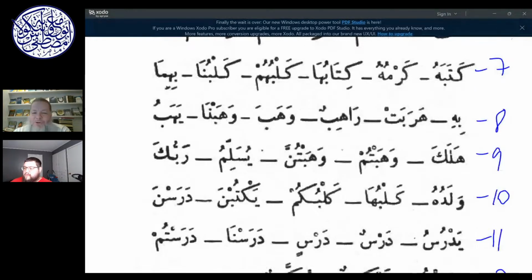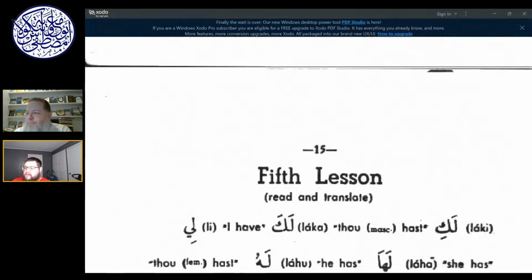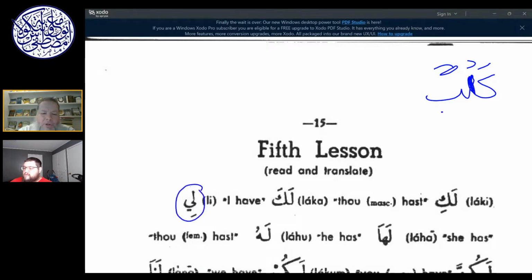phrases. So I told you before, for example, kelb. Do you remember what the word kelb means? Dog. Oh, yeah. Kelbun. I wrote that kind of sloppy there. That's just the tanween. Kelbun, right? Means dog. So I can say to you, li kelbun. I have a dog. Laka kelbun. You, masculine, have a dog. Laki kelbun. You, feminine, have a dog. Right? Lahu kelbun. He has a dog.